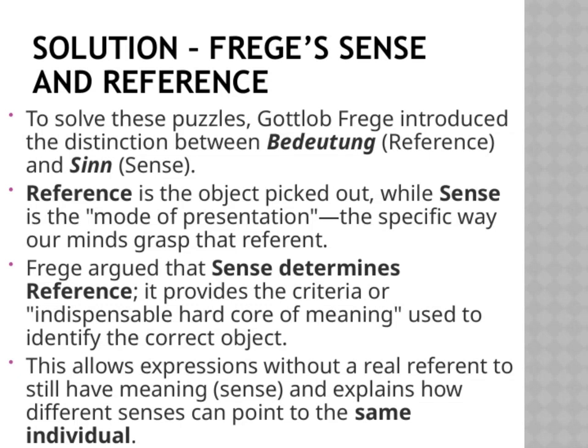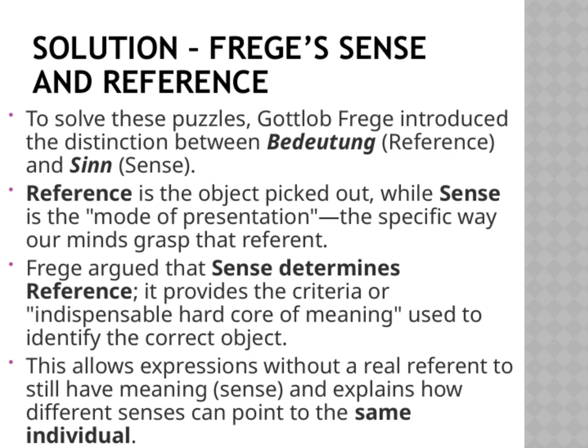To solve these puzzles, Gottlob Frege introduced a really important distinction between two key concepts: Bedeutung, which we can think of as reference, and Sinn, or sense. Reference is about the actual object that a term points to, like the specific person, place, or thing we're talking about. Sense, on the other hand, is the way we present or think about that object. It's the particular mode of presentation in our minds.